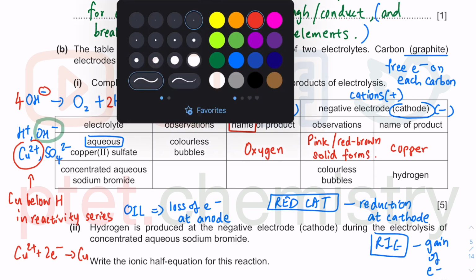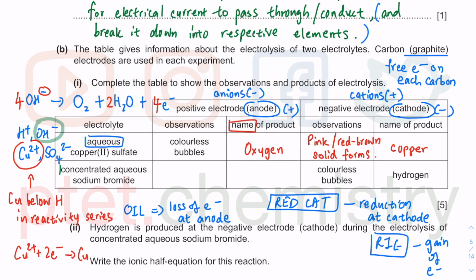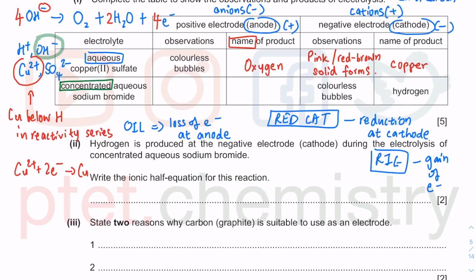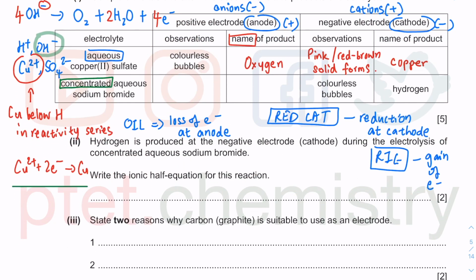Now looking at the next one, we have concentrated. So this has to do with concentration, and concentration can affect which halide gets oxidized at the anode. So in this case, we have bromide, and we also have the aqueous component. So when you think about concentrated sodium bromide solution, we have Na plus and Br minus. We also have H plus and OH minus, but because we have concentrated solution, it will favor the halide rather than the OH minus.